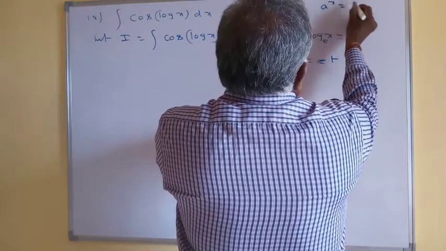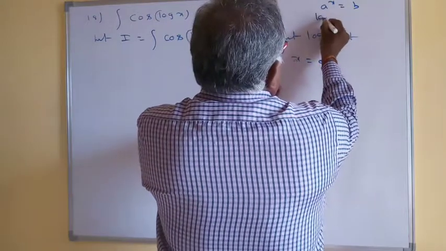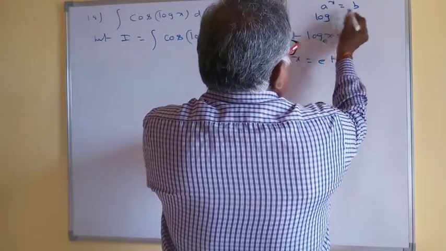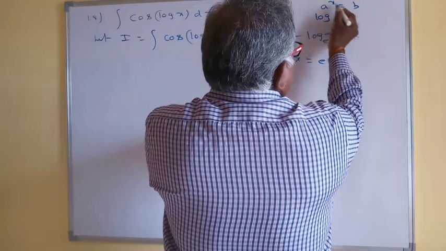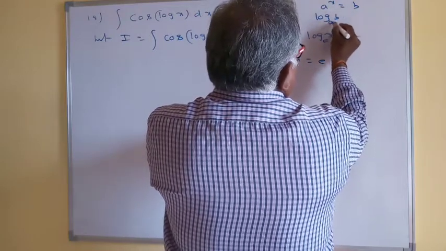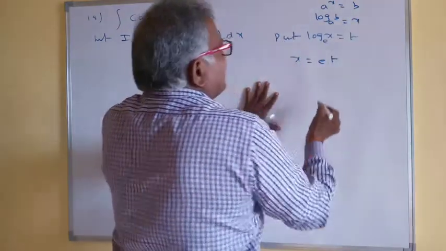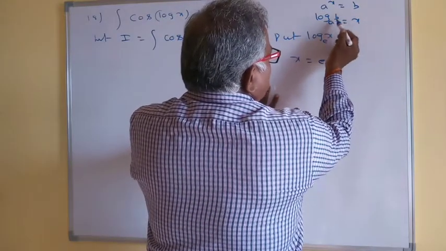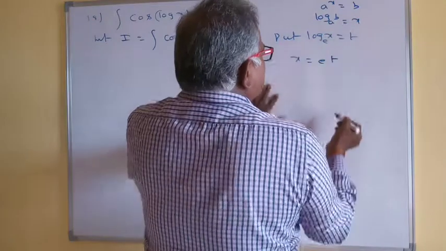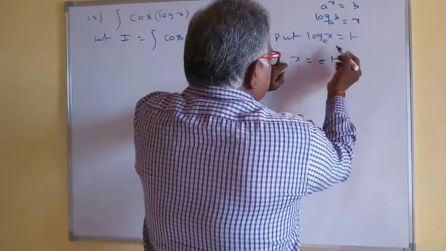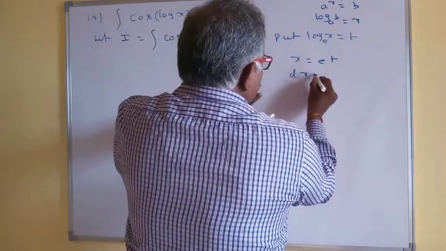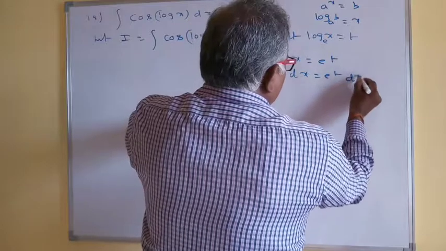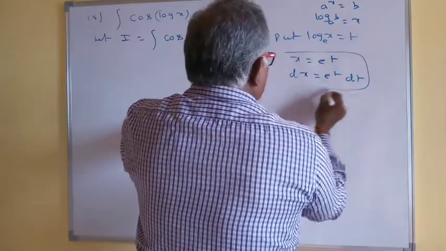Remember, suppose a power x is equal to b. If you take logarithm, just in place of x, b. The base never changes. Suppose if you remove this, what happened? Just in place of b, x. So a power x is equal to b. In the same way, here e power t is equal to x. So dx is equal to e power t dt.